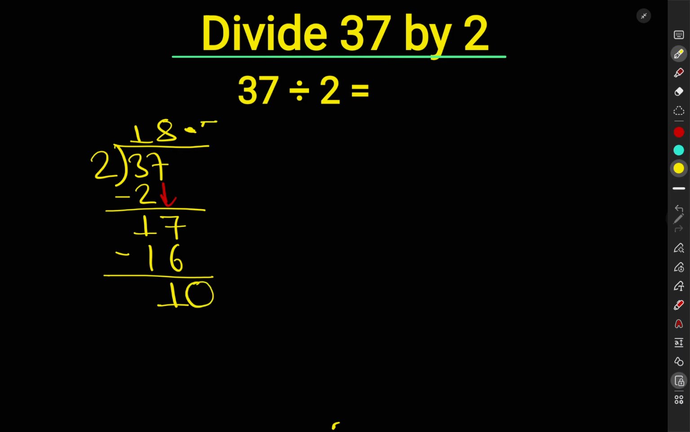So now 2 times 5 means 10. On subtracting we get 0. So 37 divided by 2, we got 18 decimal 5.